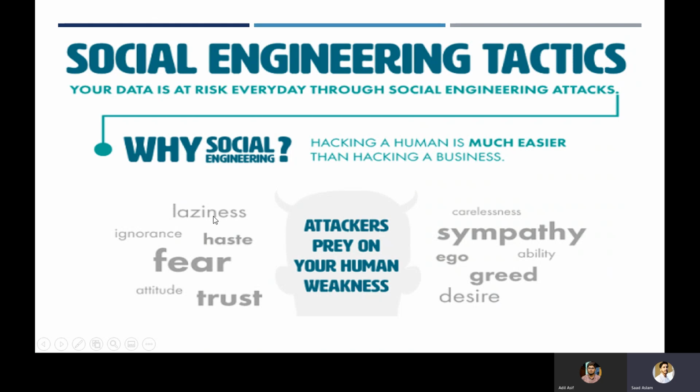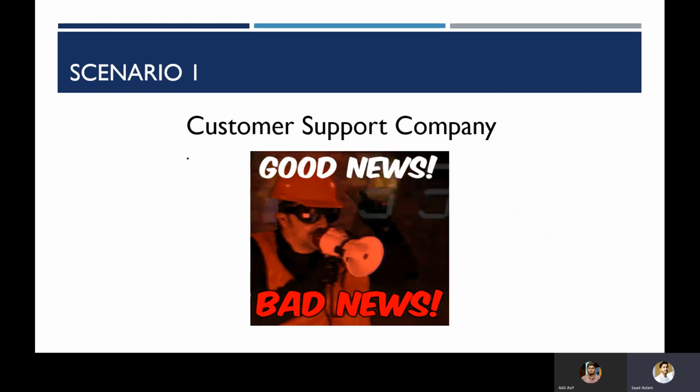So why is this so? Here you can see it is because of laziness, ignorance, haste, fear, attitude, and trust. These are the things that count in social engineering, and why people fall for these attacks. Attackers prey on your human weaknesses, like laziness, trust issues, carelessness, empathy, ego, and greed. So let's discuss a scenario on social engineering.